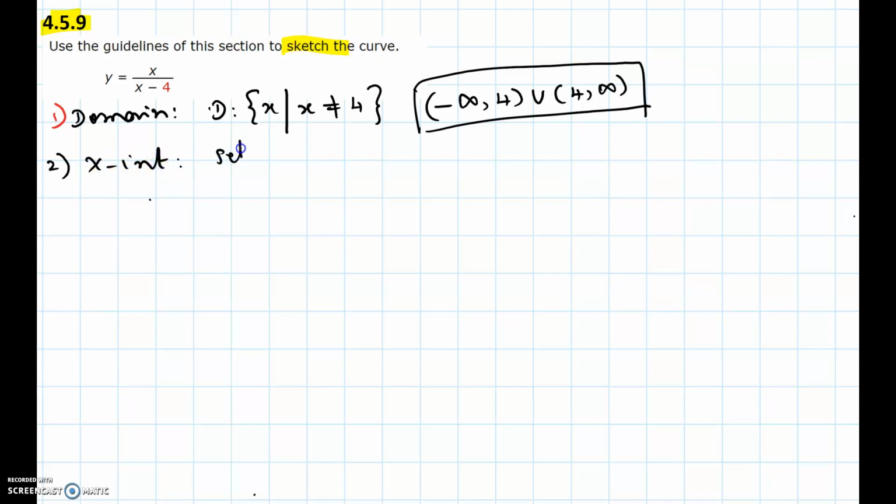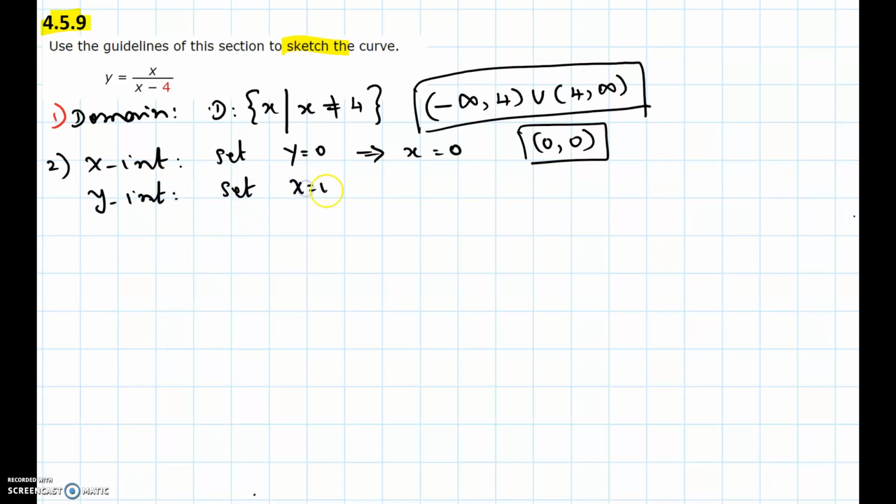The x-intercept is obtained by setting y equal to 0. When you set y equal to 0, automatically the numerator is 0. So (0, 0) is the x-intercept. Then the y-intercept is obtained by setting x equal to 0. This implies that y equals 0. So the y-intercept is also (0, 0).